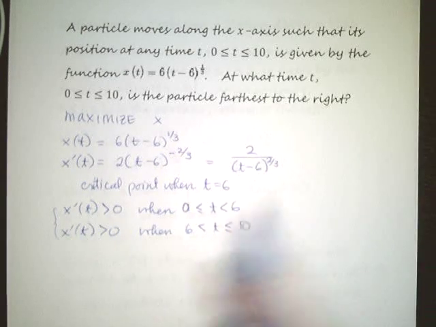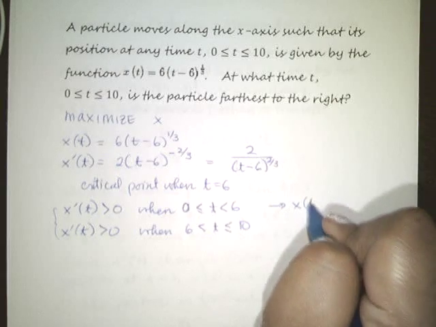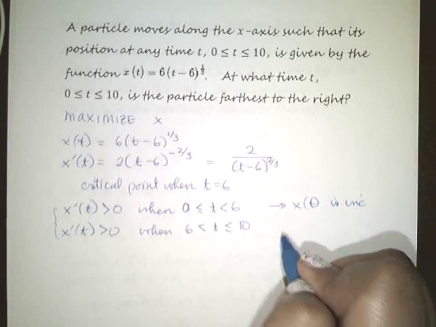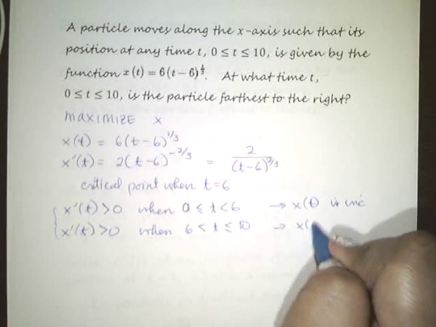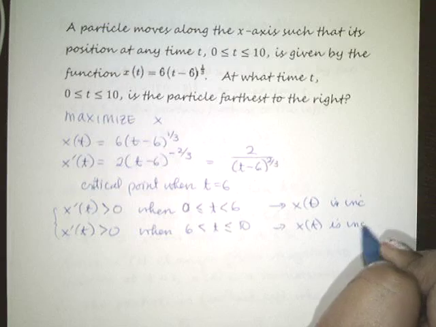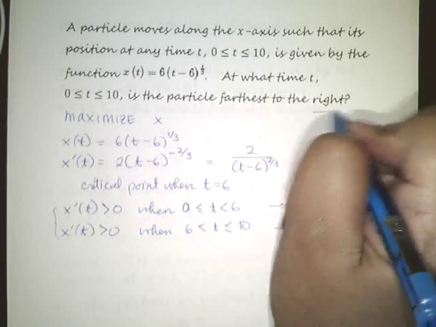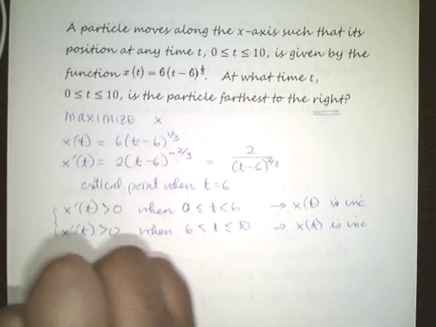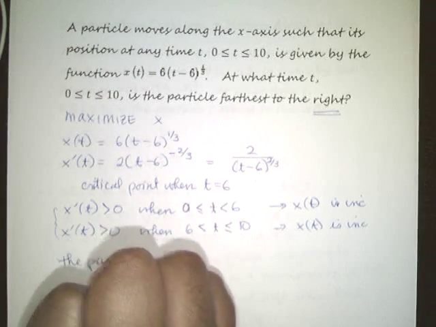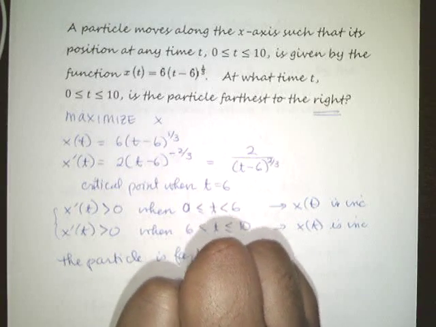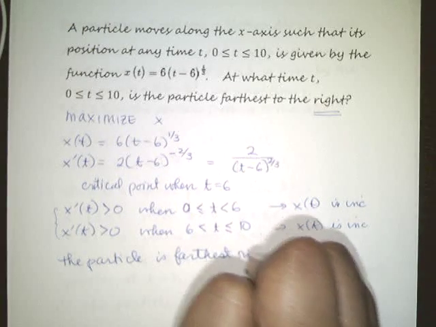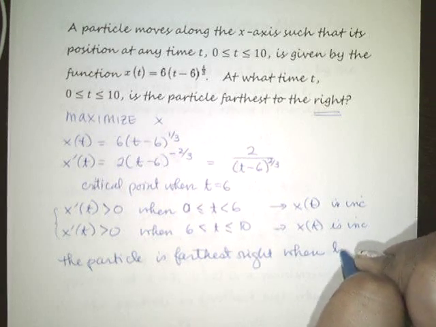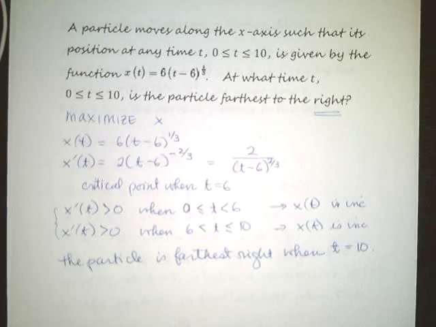And since it's positive here, that means that x of t is increasing. And it's positive, it being the derivative, on that interval means x of t is increasing again. That would mean that I'm farthest to the right when I'm at the rightmost endpoint. Okay. The particle is farthest right when t is equal to 10.